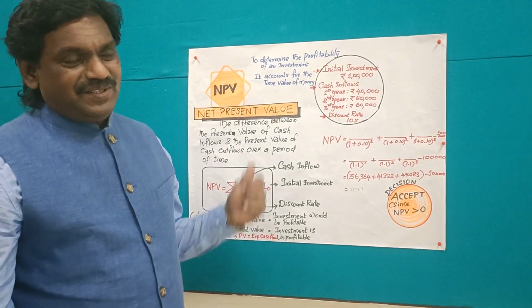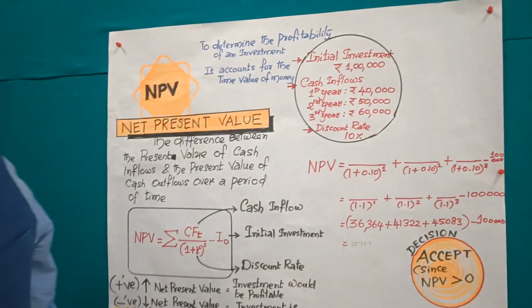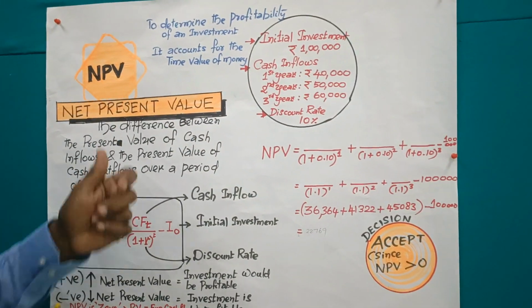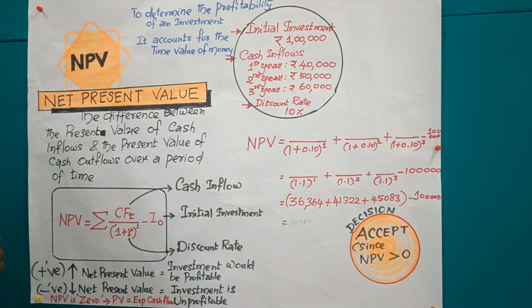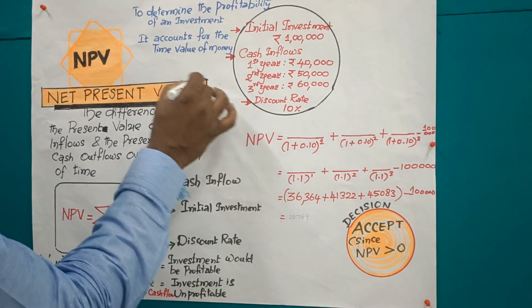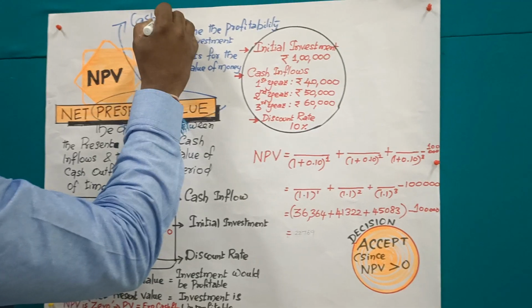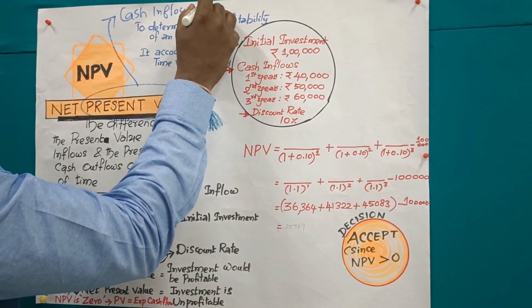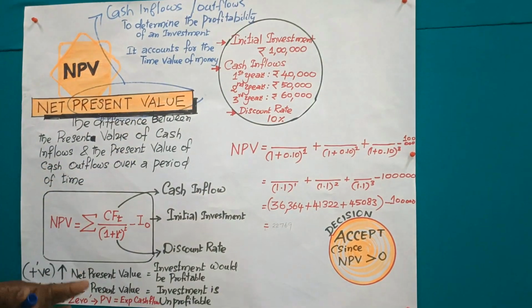Everyone, the topic we are going to discuss today is net present value. Even from the name itself you can see net present value. Present value of what? Present value of cash inflow and cash outflow. As far as present value is concerned, we'll be taking the present value of cash inflows and outflows. That's a very colloquial understanding.